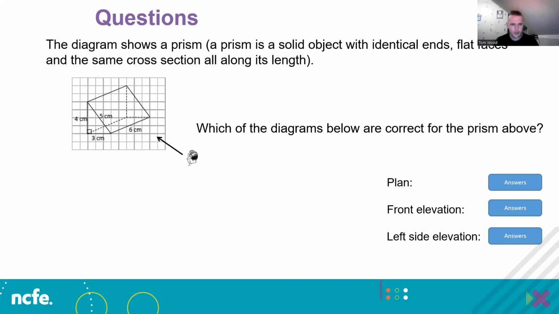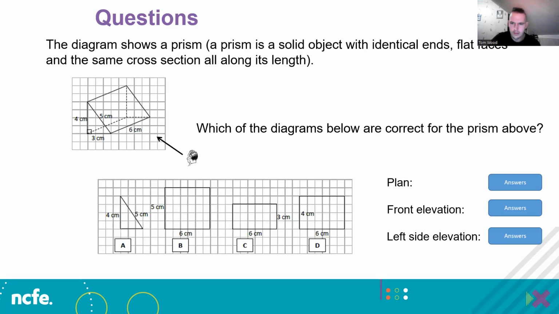So if we've got an idea here, let's say this gentleman here is looking at this shape and he wants to know which of the diagrams is the correct one for the prism above. So we've got these options here. They've drawn the little guy on there again, just to show you where the front elevation would be. So hopefully you're quite happy with this.